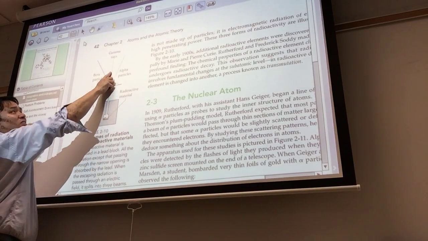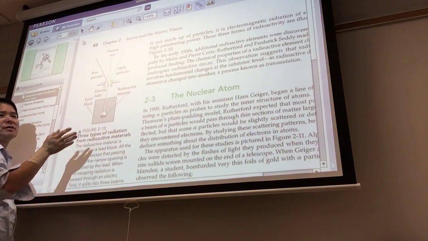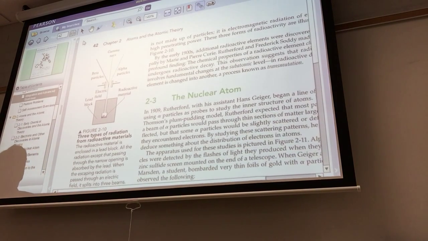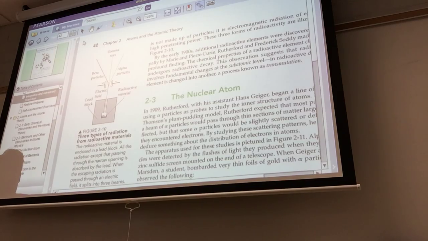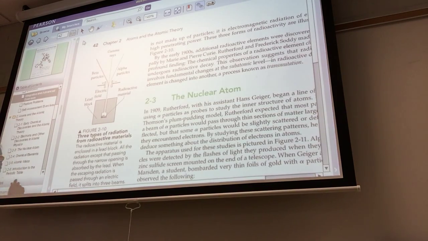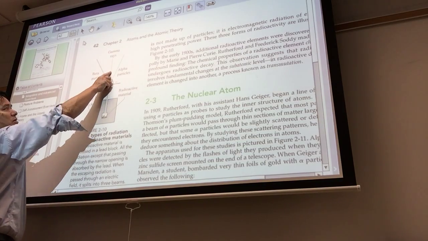Gamma rays, that's high energy light, gamma rays and X-rays. Millikan used X-rays to knock electrons off air molecules and had those electrons attached to oil droplets. And so gamma rays and X-rays, high energy light.